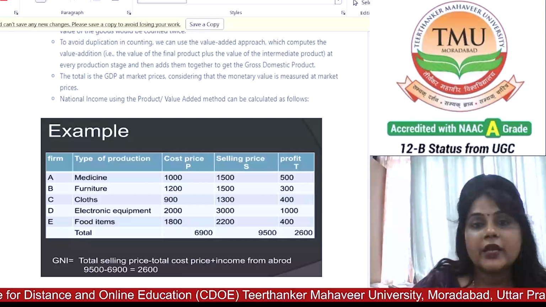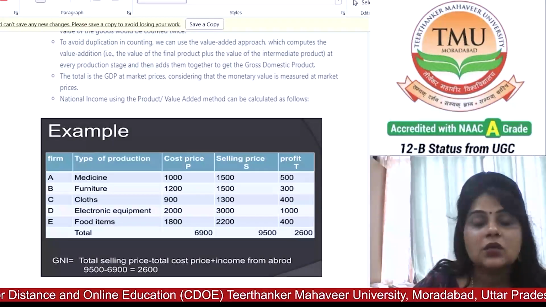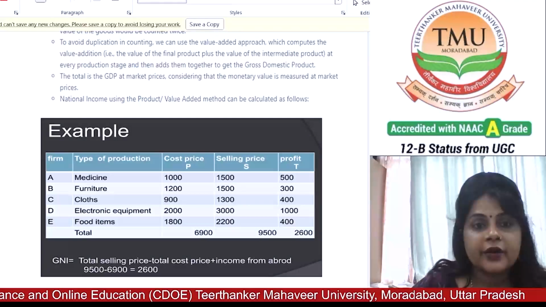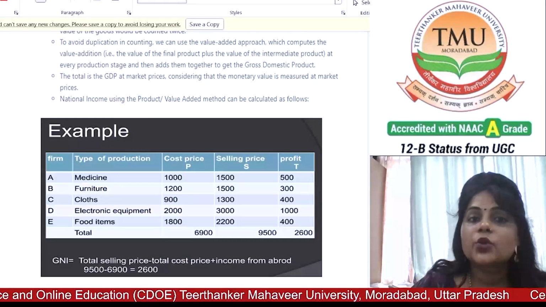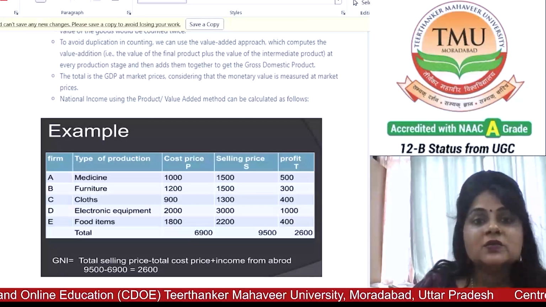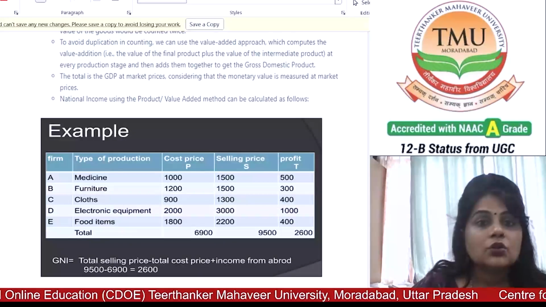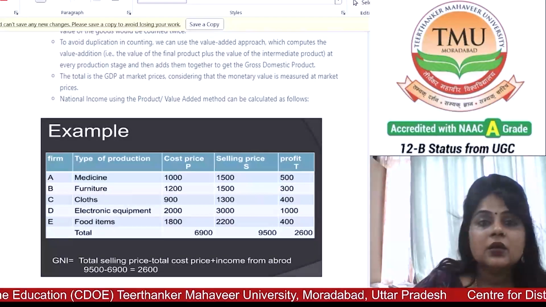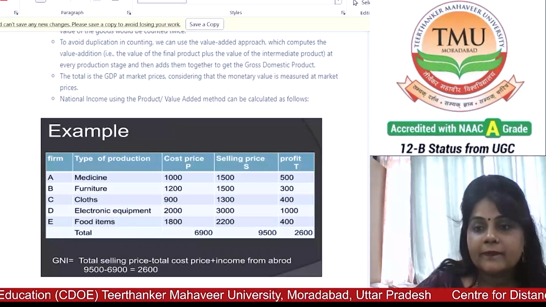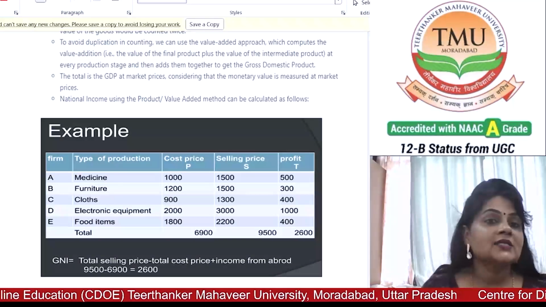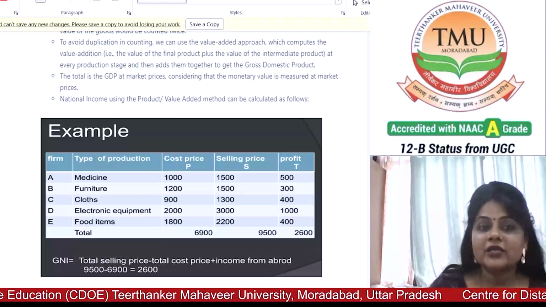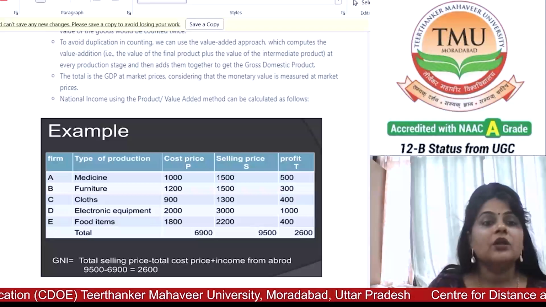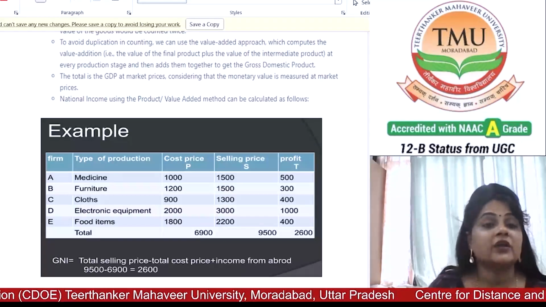So total cost price is 6900 and total selling price is 9500. So profit is 2600. GNI is equal to total selling price minus total cost price plus income from abroad. So 9500 minus 6900 is 2600. In this method, all goods and services produced during the year in various industries are added up. This is also known as value added GDP, or GDP at factor cost by sector of origin.